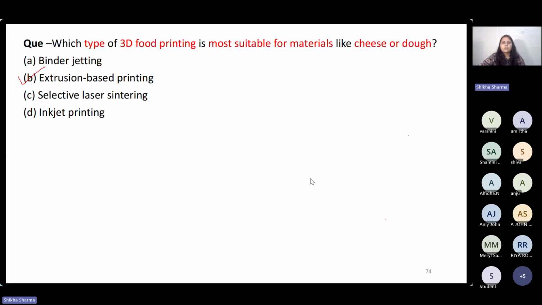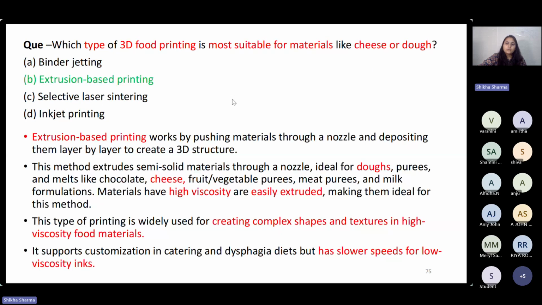Okay, fine. So we were discussing this question regarding the dough and cheese, the most suitable food product for dough and cheese. As we discussed, this is the extrusion based one. Extrusion based printing is basically pushing the material through a nozzle and depositing it layer by layer to create the 3D structure.